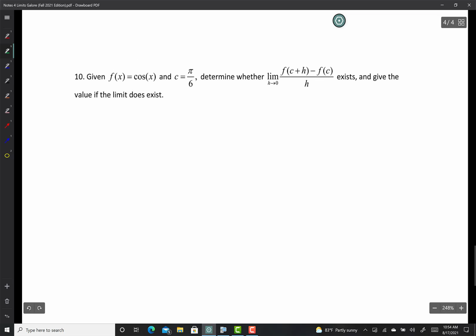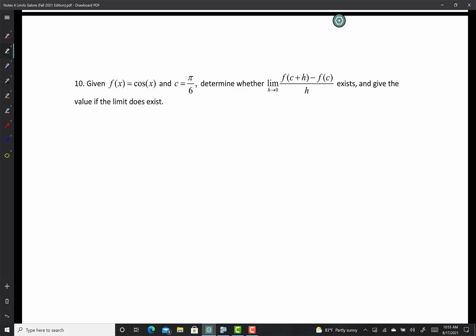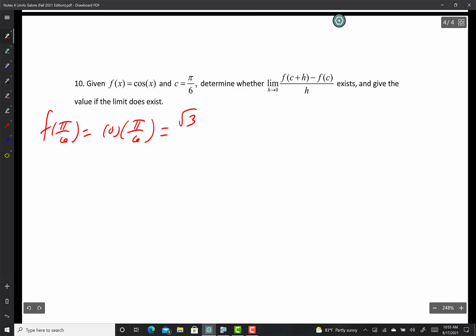This one I stole from UH. Eventually, you'll just call that a derivative, but we're not there yet. You're going to need one thing. Okay, so let's just get it set up first. So this says that C is pi over 6, so I need f of pi over 6. So cosine of pi over 6. Do we know what cosine of pi over 6 is? Square root of 3 over 2. And I need f of pi over 6 plus h. All I'm doing is this. So this is cosine of pi over 6 plus h.